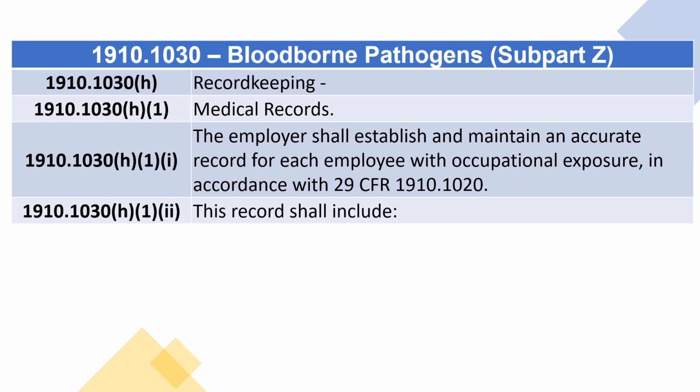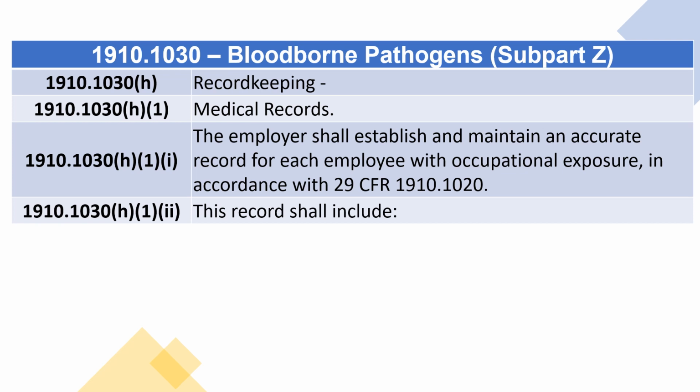1910.1030 H. Record keeping. 1910.1030 H 1. Medical records. 1910.1030 H 1 I. The employer shall establish and maintain an accurate record for each employee with occupational exposure, in accordance with 29 CFR 1910.1020.